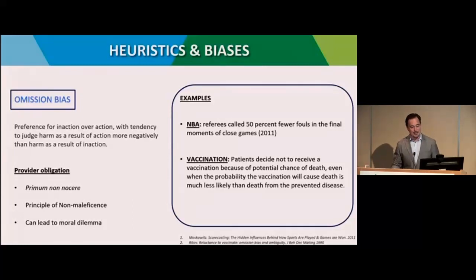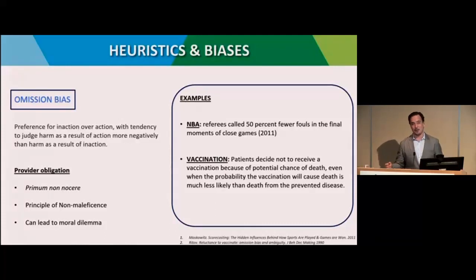One is from the NBA, where in 2011 it was noted that referees call 50% fewer fouls in final moments of close games. They're hesitant. They don't want to make a mistake and be blamed for a bad outcome. So the number of fouls they call goes down. In a way, a foul should be a foul, no matter if it's the beginning of the game or the end of the game. But it's that omission bias that can help drive what decisions they're making.